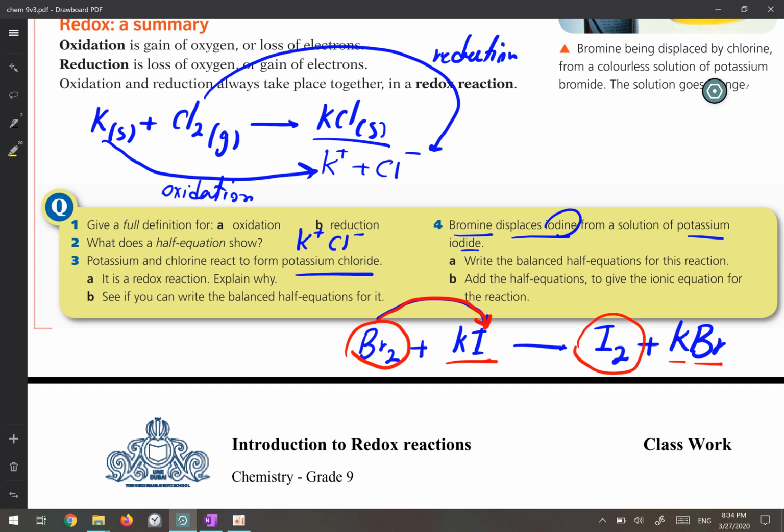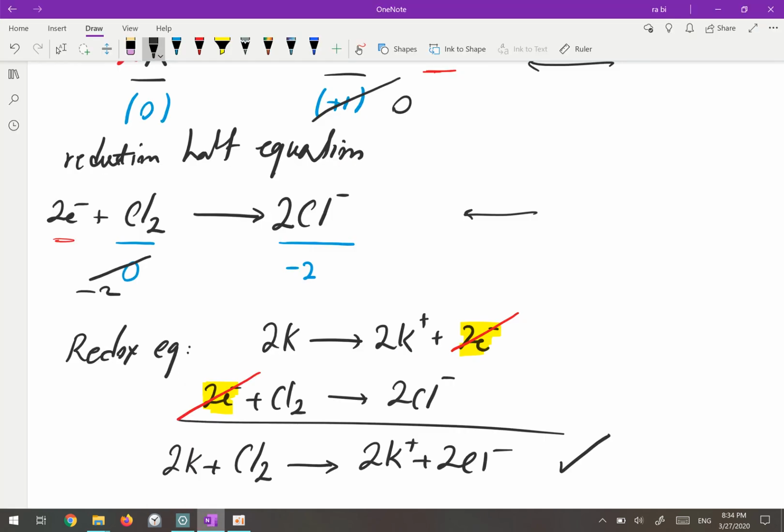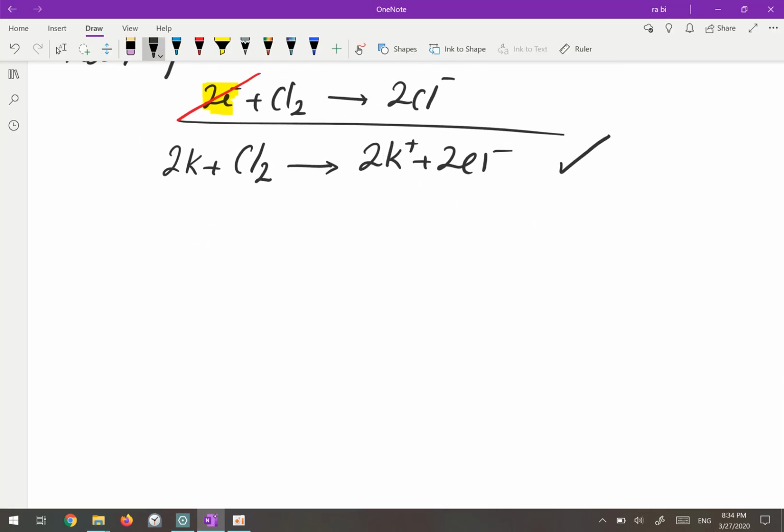Okay, so in part A, it says write the balanced half equation for this reaction, add the half equations to give the ionic equation for the reaction. So we do the same thing that we did for question number 3. So I answer the question here. What do I have here? I have Br2 reacted with KI to give me KBr plus I2.